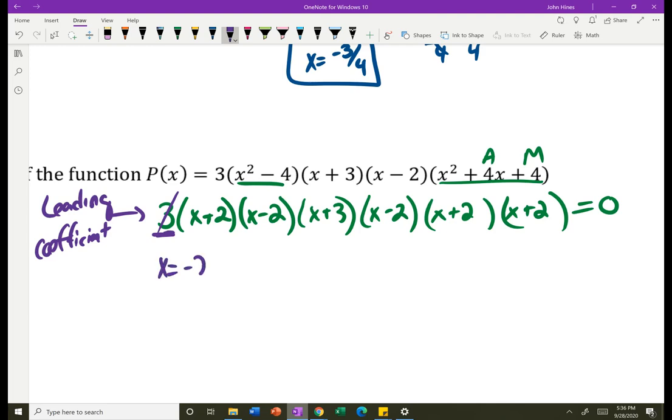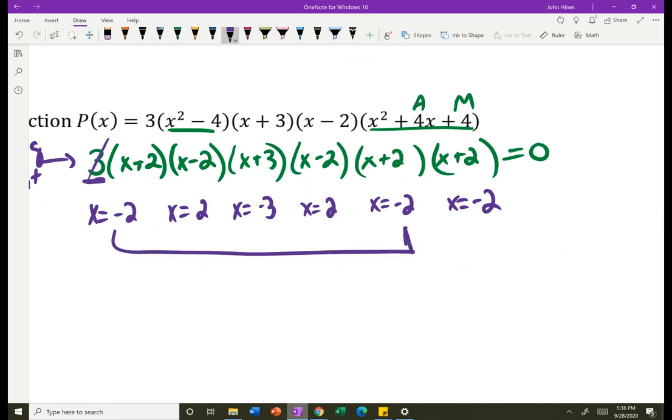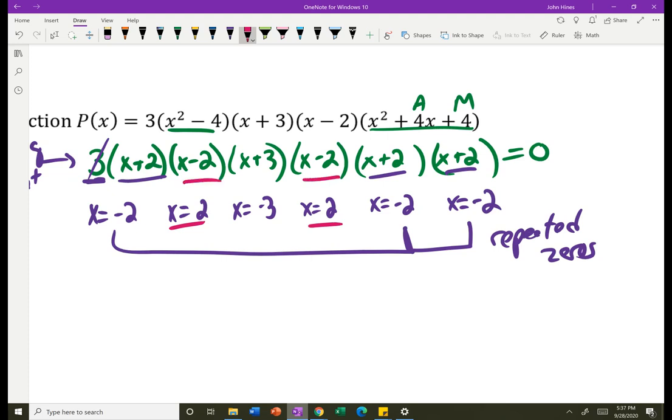So I get x equals negative 2. I get x equals 2. X equals negative 3. X equals 2. X equals negative 2. X equals negative 2. So I have some repeated roots here. These are repeated zeros. Or you could say I have repeated factors, right? I have repeated zeros because I also have repeated factors.